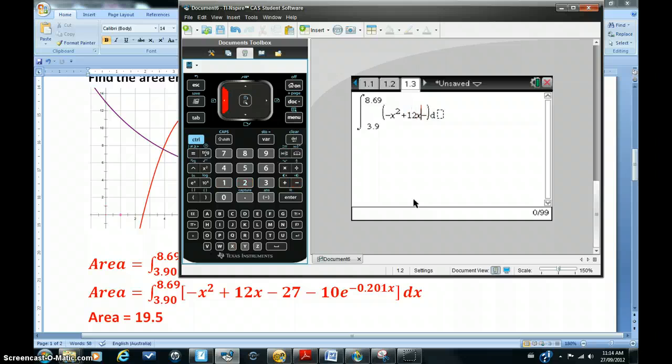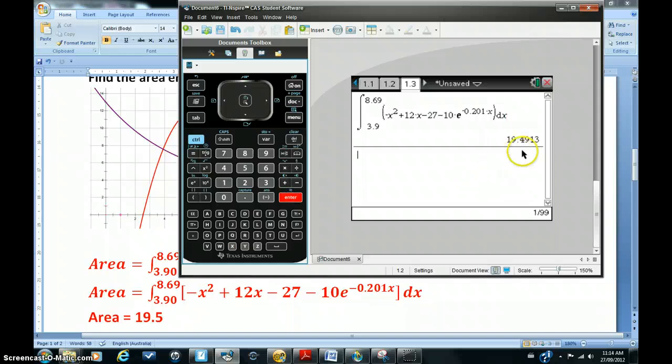It's probably worth putting the multiplication sign between these things, so I'm going to hit the multiply sign, otherwise you may not get an answer. Minus 27, and I've then got minus 10 times e to the power of minus 0.201. Again, I'm going to hit the multiply sign times x, and finally go to the dx bit and put an x in. So let's hope it works.